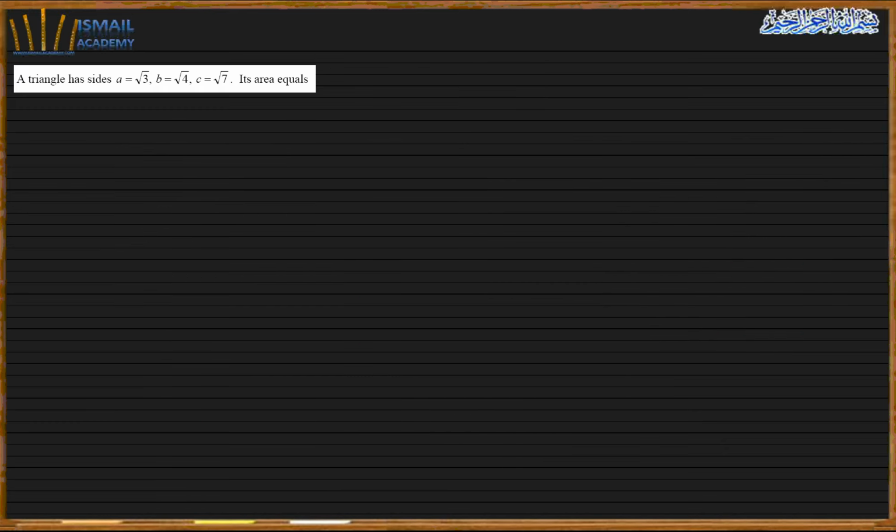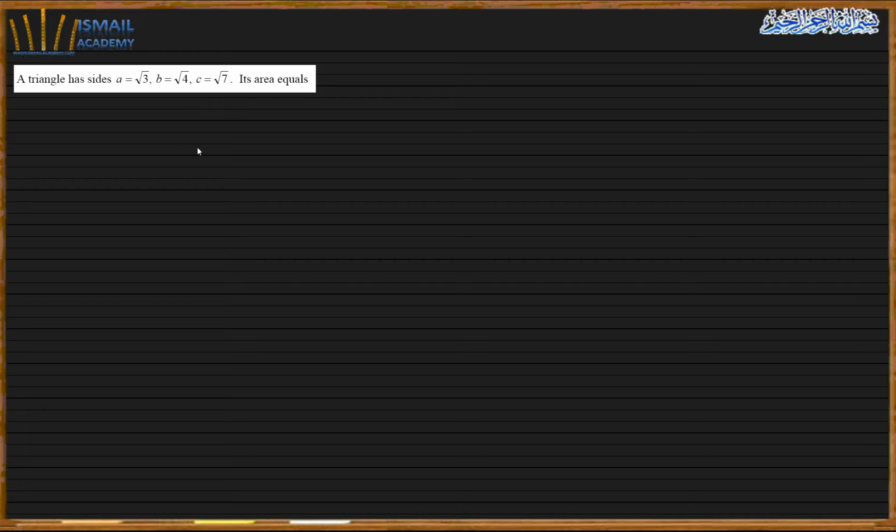Last question here. Here they ask me to find the area of that triangle. They give me the sides. So here you see, there is a long formula to find the area of a triangle. But when you have this type of question, check the relationship between the sides. For example, you see 3 plus 4 is 7, but these are square roots. So in that case, I need to make it squared. If I take this one squared plus this one squared, it gives me that one squared. This tells me that this is a right triangle.